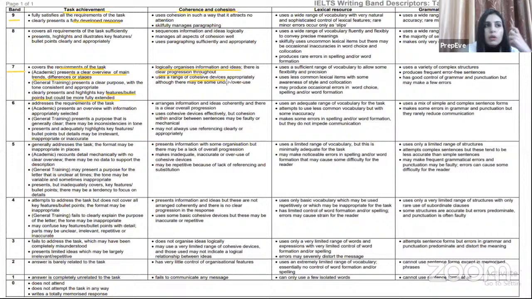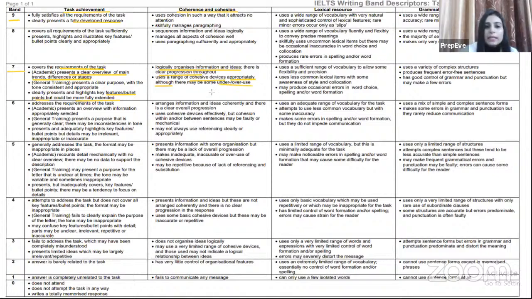So to help you in writing a coherent essay, it's important that you use cohesive devices. They would aid you in basically organizing your information and ideas logically. So cohesive devices should be used appropriately. Now, why would you score a 7 if you're doing all of this? Yet again, there's always going to be a but if you're scoring 7. So although there may be some under or overuse.